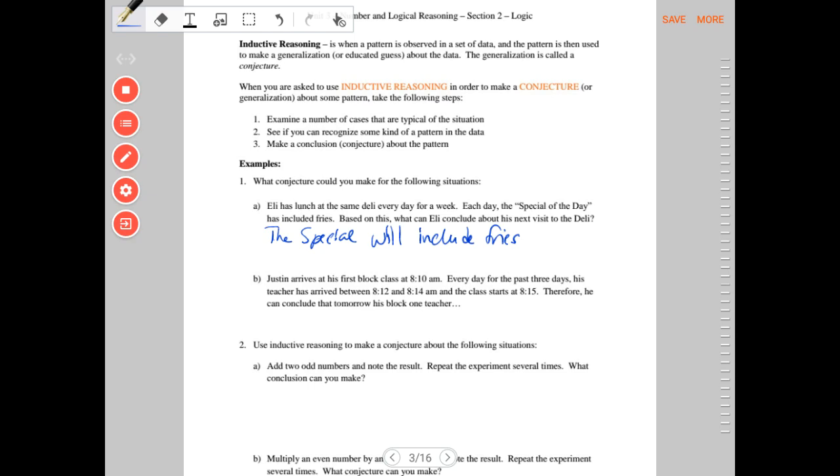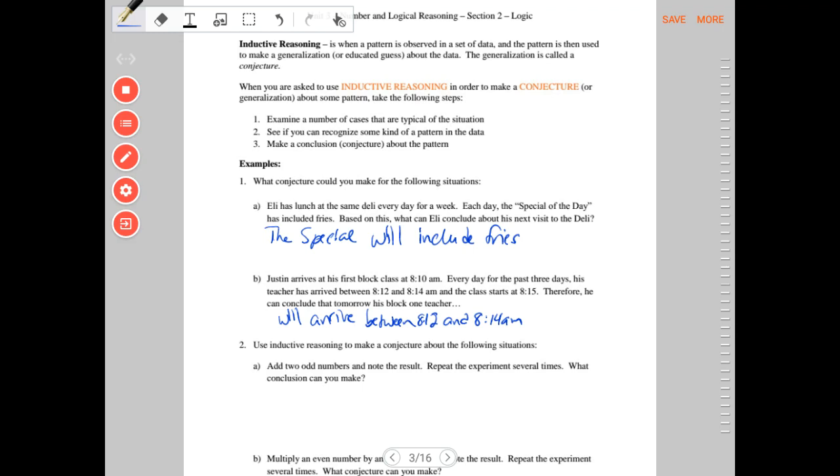Okay. Part B. Justin arrives at his first block class at 8:10 a.m. Every day for the past 3 days, his teacher has arrived between 8:12 and 8:14 a.m., and class starts at 8:15. Therefore, he can conclude that tomorrow his block 1 teacher, the same thing that's happened in the past 3 days, will arrive between 8:12 and 8:14 a.m.